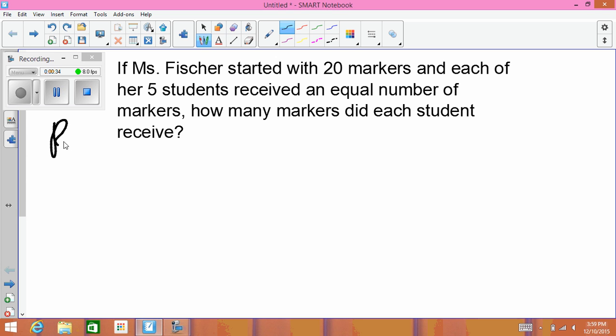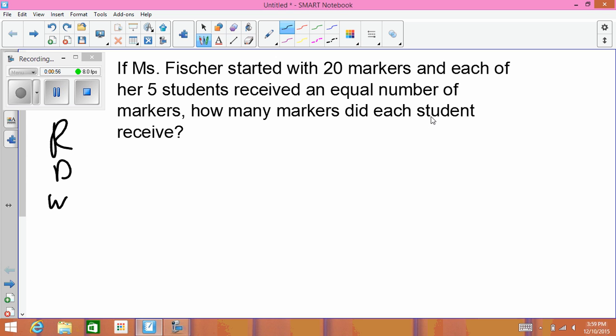We need to do our RDW. So we're going to read the problem. We're going to identify the component parts of the problem. We're going to draw and model the problem, and then we're going to write out an answer for it. So let's read the problem first. If Miss Fisher started with 20 markers and each of her 5 students received an equal number of markers, how many markers did each student receive?